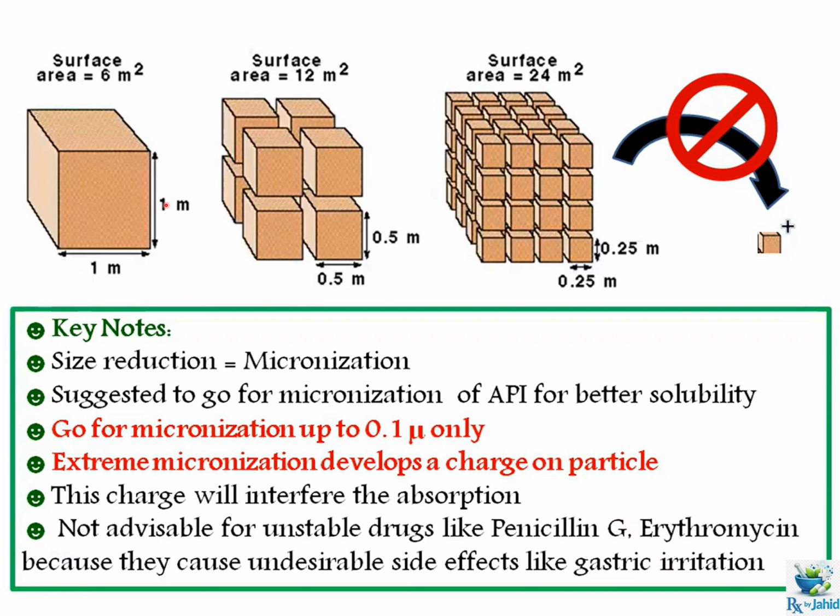So we can see here the micronization. If we reduce the size, then this will ultimately give rise to a better surface area. Size reduction is also called micronization. It is suggested to go for micronization of API for better solubility.